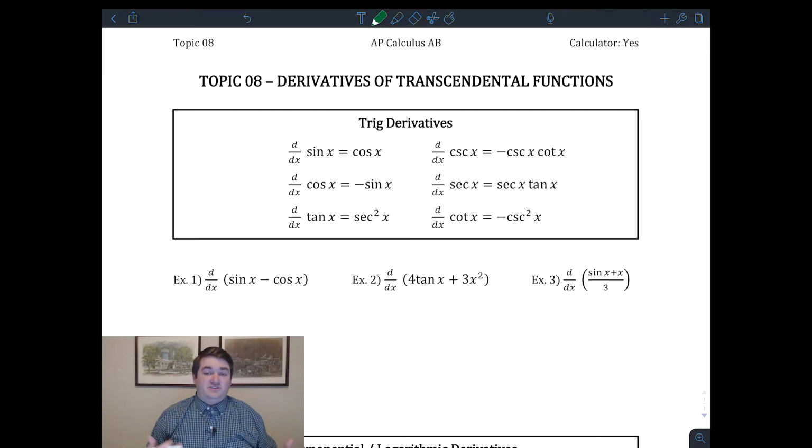So today we're going to look at the 6 trigonometric functions as well as exponential and logarithmic functions and learn how to take the derivative of those functions, and we're going to add it to our derivatives repertoire. So to start off, we've got our 6 trig functions and their derivatives. The derivative of sine x is cosine x, the derivative of cosine x is negative sine x, the derivative of tangent x is secant squared x, the derivative of cosecant x is negative cosecant x cotangent x, the derivative of secant x is secant x tangent x, and the derivative of cotangent x is negative cosecant squared x.